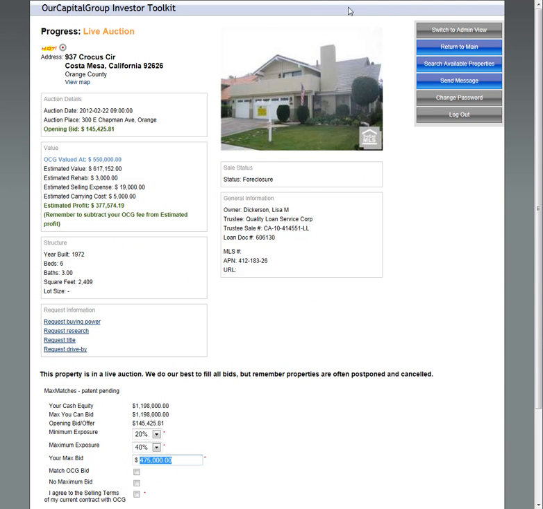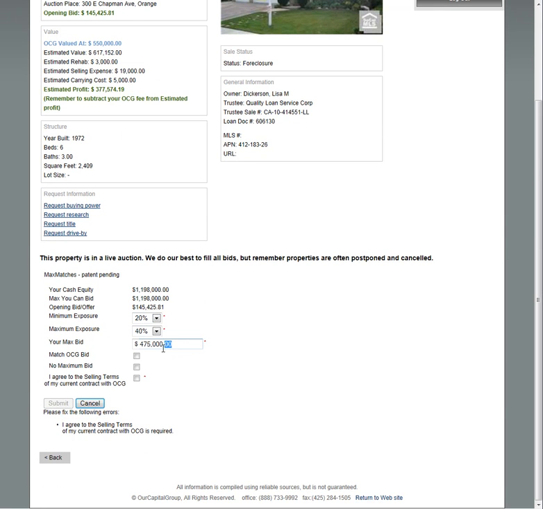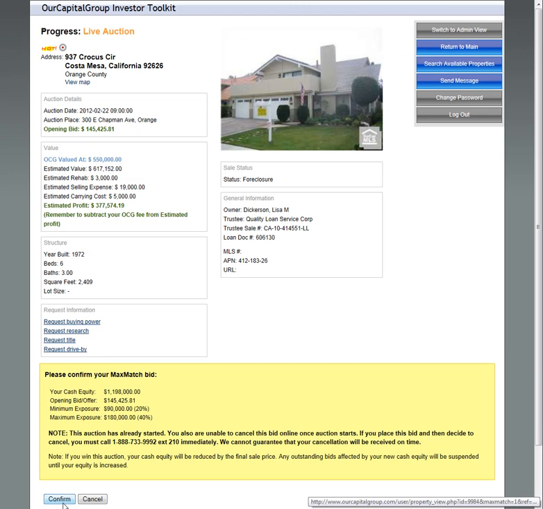Other people might want to take a more active approach where they log on and they search for properties. This is a property that's coming to today's auction, and they may want to put in an order themselves. Let's say they see that the opening bid is $145,000, OCG is valued at $550,000. Obviously, this is an extraordinary one. It'd probably be bid up to 400 plus. But let's say I'm willing to go up to 450,000, and I agree to the selling terms of my current contract with our Capital Group, and I click submit, and I confirm the order.